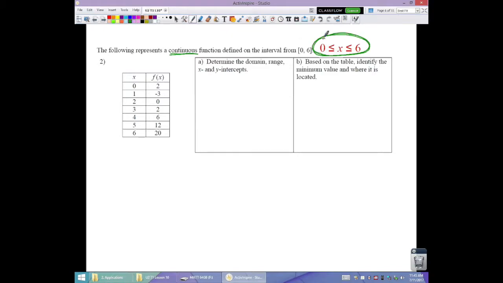So just think of it as this same interval notation with inequalities we've been using. So, what is the domain, range, and intercepts for the function I see in this table? So let's start one at a time. The domain.